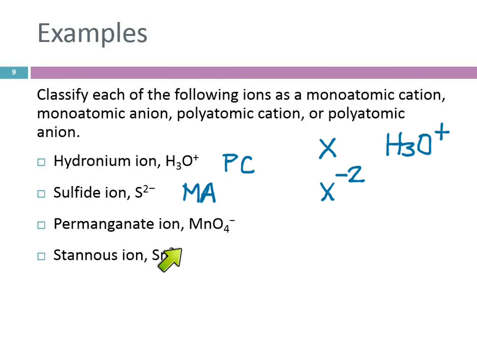How about permanganate ion? Polyatomic anion. Does that remind anybody else of the word pomegranate? Stannous ion, Sn2+. Monatomic cation. So that's not so hard, is it? You're looking at the number of elements and whether the charge is positive or negative.